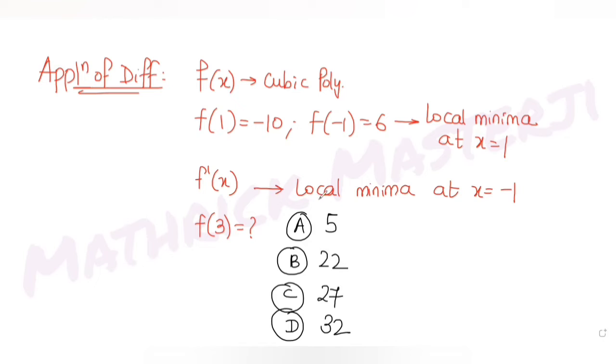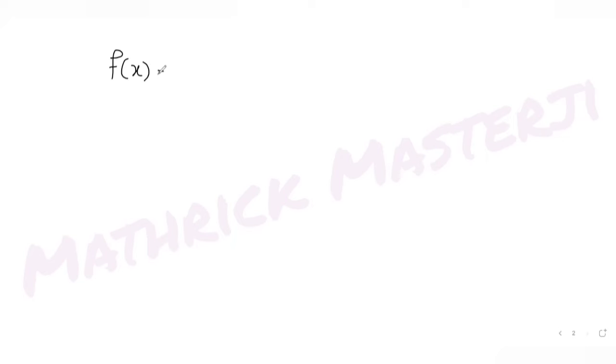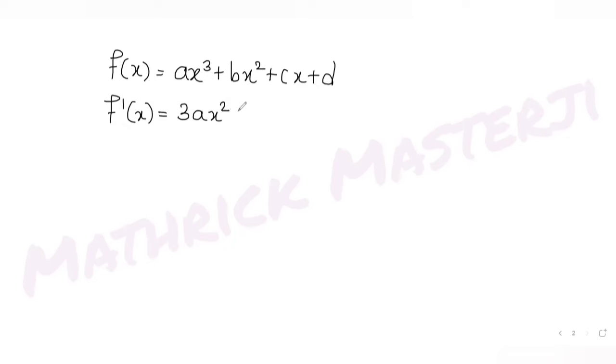Let's try to solve this question. We have been told that it's a cubic polynomial. So if function f of x is a cubic polynomial, I have it in the form ax cubed plus bx squared plus cx plus d. Now the derivative of this function f of x is 3ax squared plus 2bx plus c.